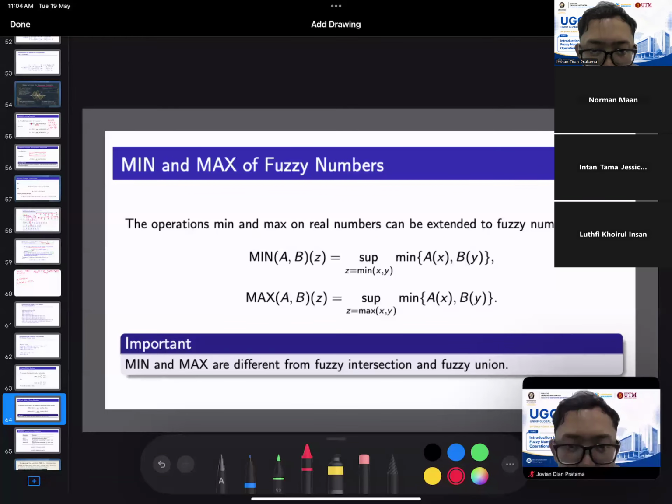So don't confuse the minimum with the small letter, maximum with the small letter, because this one is actually different from the fuzzy intersection and fuzzy union. I think you have already covered the standard intersection operation and the standard union operation on fuzzy sets, which we call T norm and S norm. Have you covered that? The T norm is the intersection operation, and the S norm is the union operation.